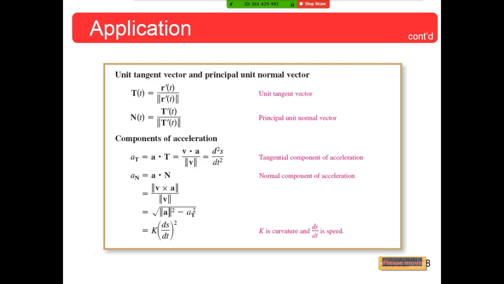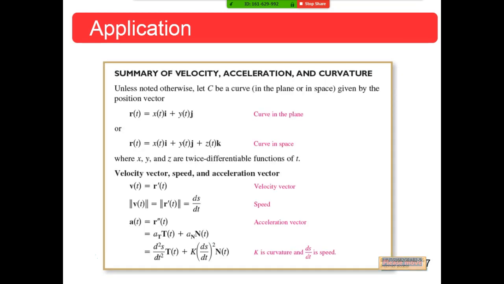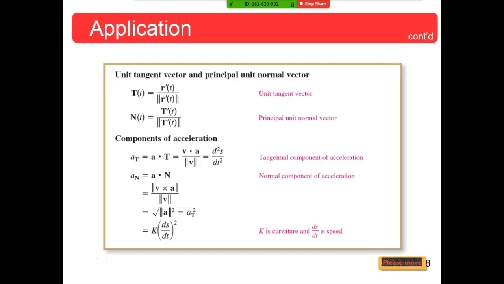However, there's some easier ways to calculate these. d²s/dt² certainly is one way to do the tangential component of the acceleration. But another way is a dot T. Well, T is pretty hard to get to, so let's do v dot a divided by magnitude of v. Okay. v dot a gives you a magnitude, and dividing by the magnitude of v gives you that. And that is going to be your first derivative of your speed.